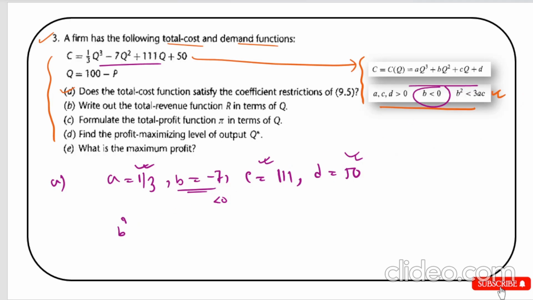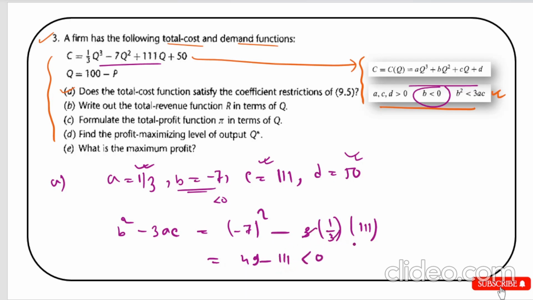Now check this, B square minus 3AC. B square is minus 7 square, 3 into A into C. So this is 49 minus this, will cancel out this. This is definitely less than 0. So this criteria is also satisfied, right? So B square minus 3AC is less than 0 means that B square is less than 3AC. So this question is done.